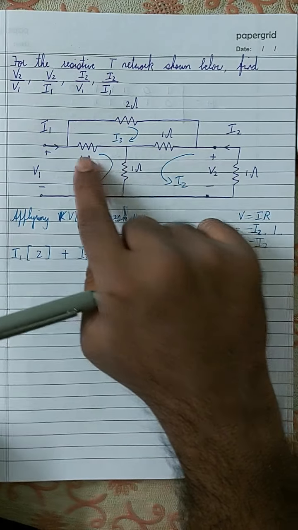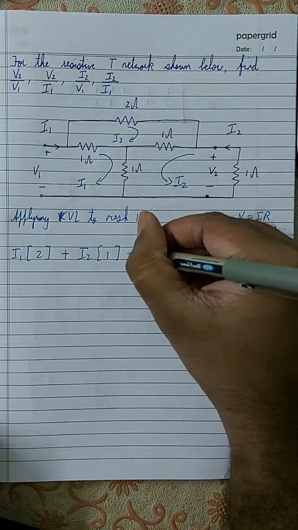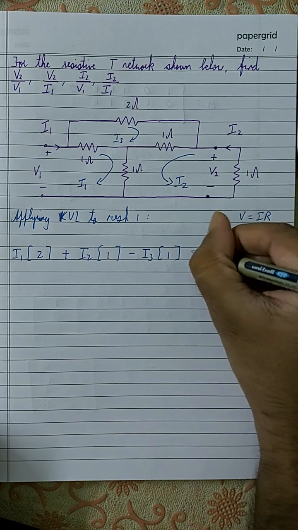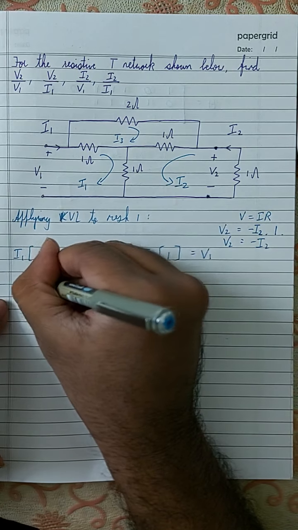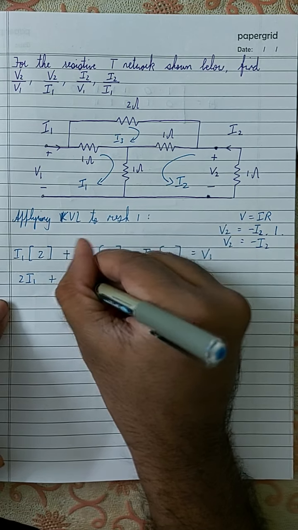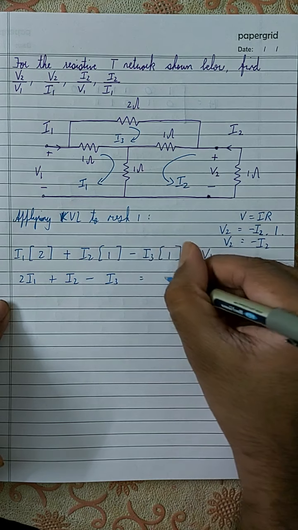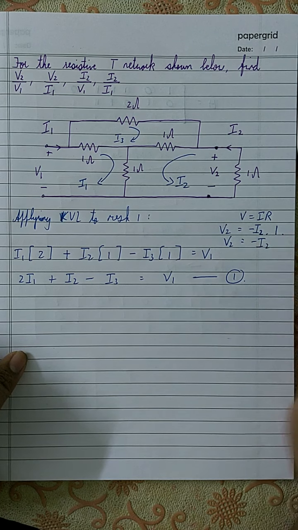And if you're talking about I3, it is flowing the opposite way, so it's minus I3 into 1 is equal to V1. In other words, the equation is 2I1 plus I2 minus I3 is equal to V1. Okay, so this is equation 1. You can use this as equation 1.